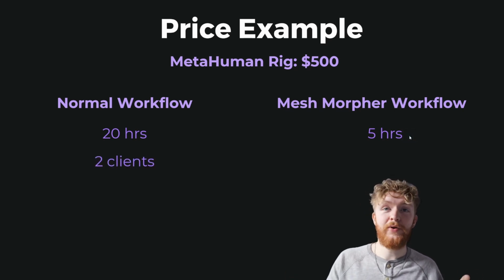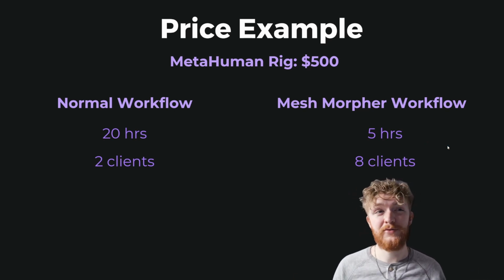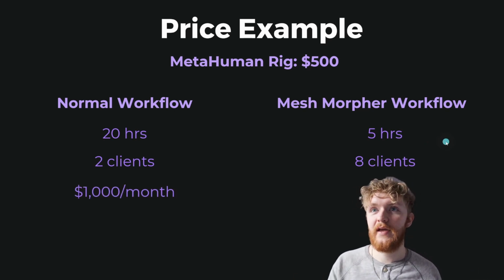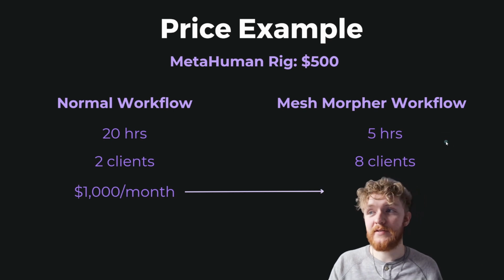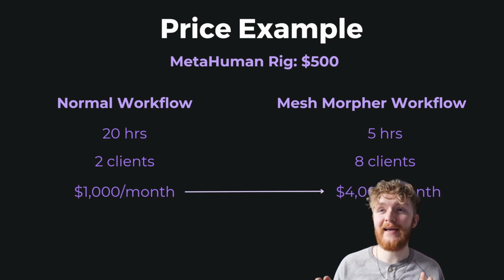Now, maybe you're hitting 2 clients per month, and the Mesh Morpher workflow with that shorter time allows you to increase that up to 8 clients. If you're making $1,000 a month, this could lead you all the way up to $4,000 a month. Again, I view this as the ideal client and situation for someone who would be using the Mesh Morpher plugin.